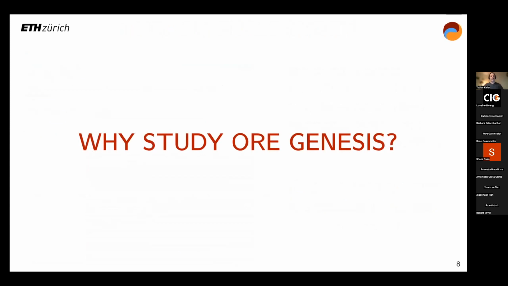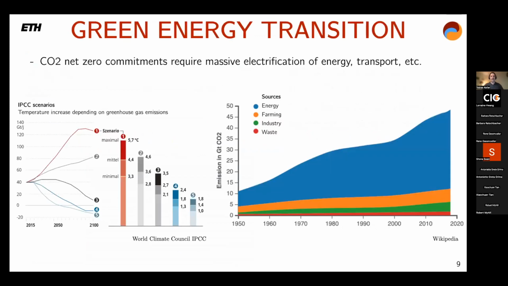Why, as a modeler or as an earth scientist in general, would we want to study orogenesis? And this might be preaching to the choir, but I think it's still good to remind ourselves of why this is a really important and growing topic. And this is all to do with the green energy transition. A lot of government and intergovernmental bodies have made CO2 net zero emission commitments that are going to take effect over the next 5 to 30 or 50 years. And in order to be able to fulfill those commitments, that would require a massive electrification of the energy sector, transport industry, waste management, farming, etc.